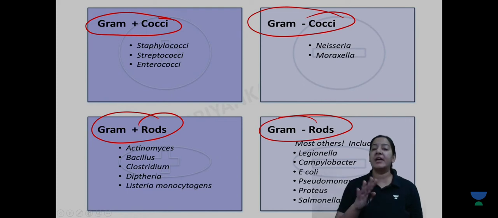So in each antibiotic, I will be telling you the spectrum. In the spectrum, I will use these terminologies. They kill gram-positive cocci, gram-negative cocci, bacilli. So you should be knowing this classification. We divide bacteria into four categories: gram-positive cocci, gram-negative cocci.